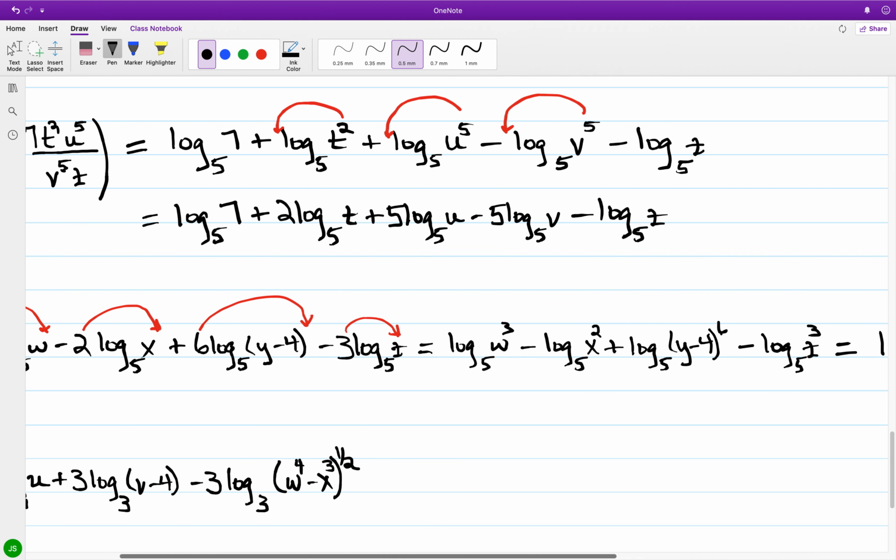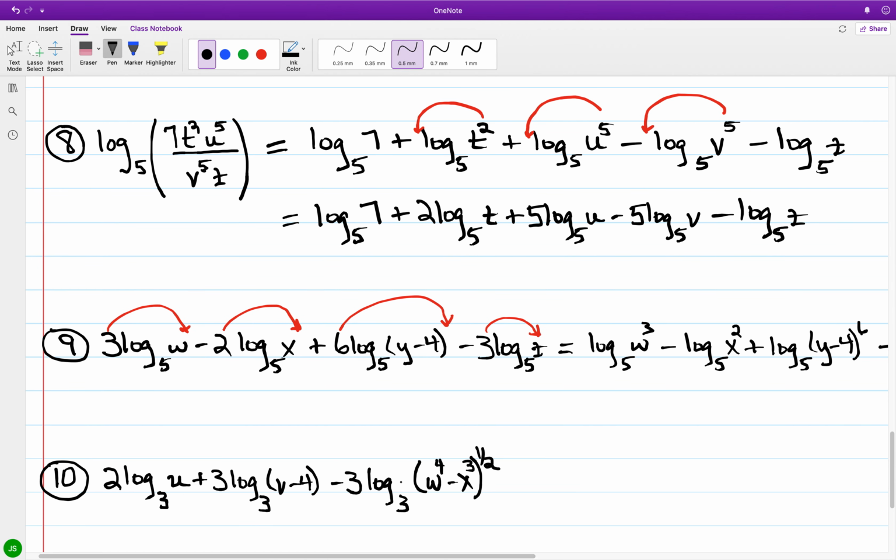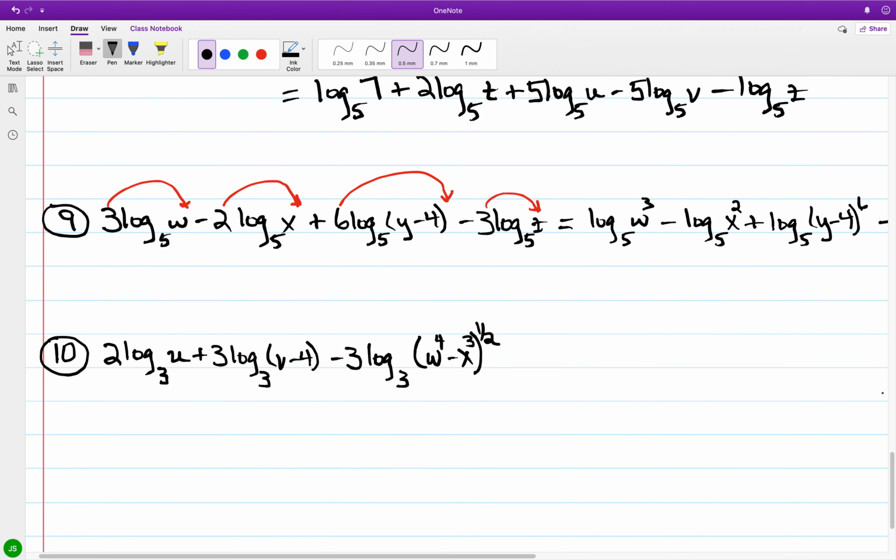Now, for number 10, I rewrote the square root of w to the fourth minus x cubed as a non-integer exponent, where we have the quantity w to the fourth minus x cubed raised to the 1/2. Now, still working with the leading coefficients, writing them as exponents.